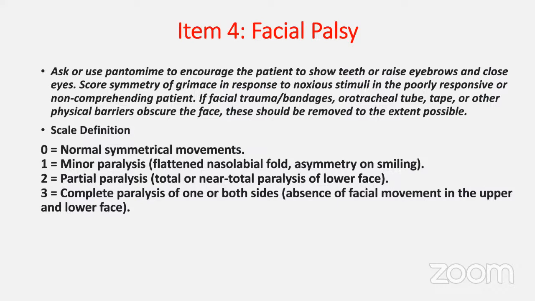We give 0 if the face is normal, with symmetrical movement. 1 for minor paralysis, like a flattened nasolabial fold and asymmetry on smiling. 2 for partial paralysis, and 3 for complete paralysis of one or both sides.